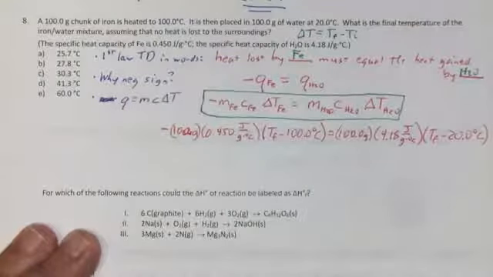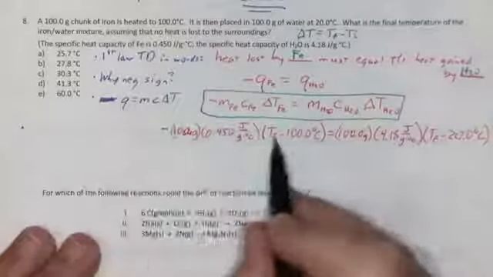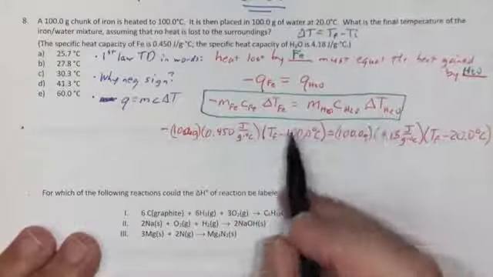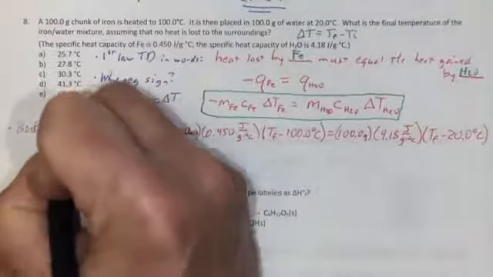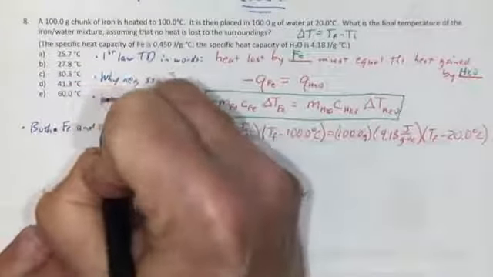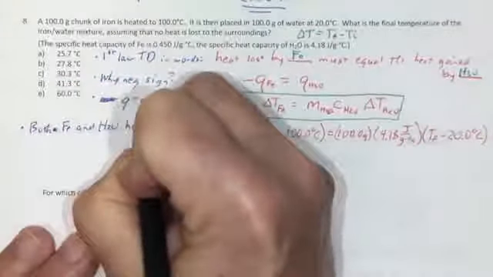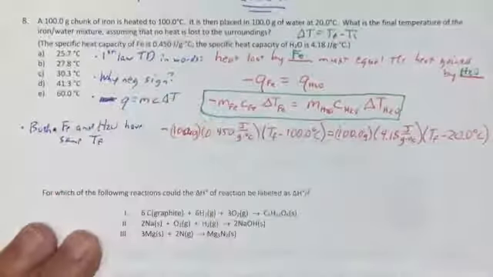As you look at this problem, the next bullet point that I'm trying to illustrate here is that both iron and water have the same T sub F. Both Fe and water have the same final temperature.